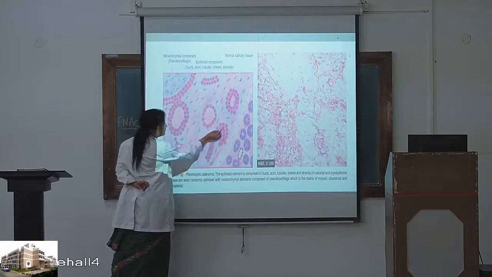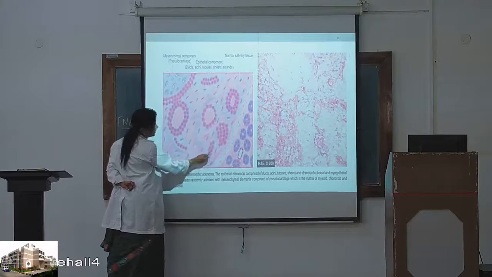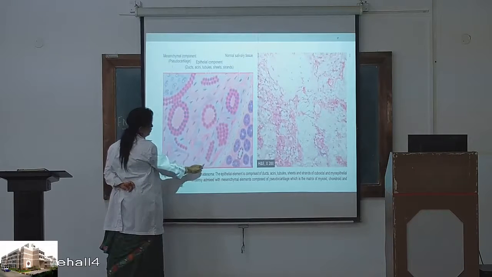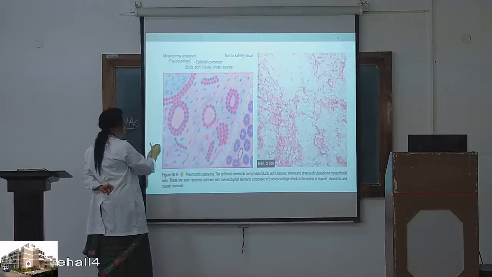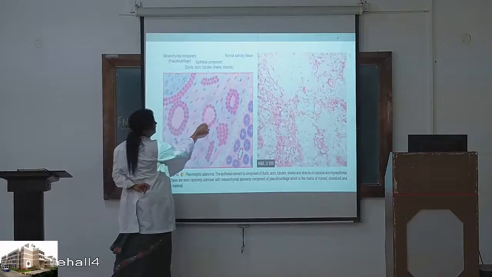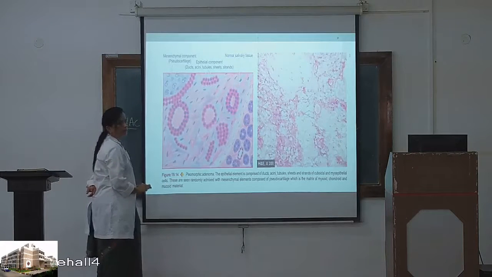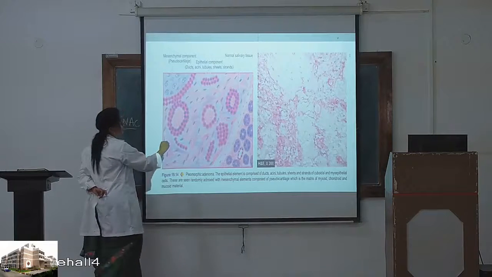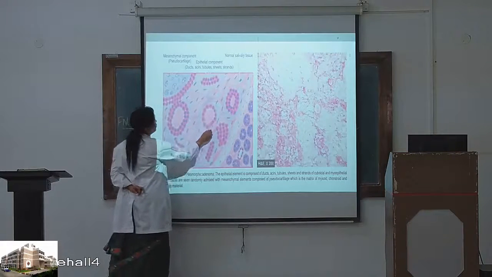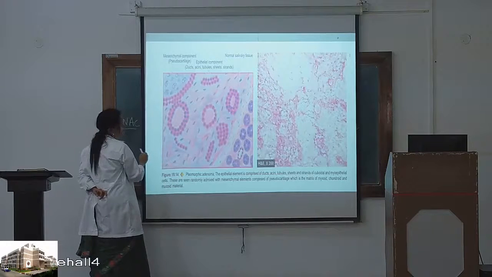Here they are in sheets. Here they are in strands. Cord also, you can say, two layers. See, this is single layer. And what do they contain inside? This is the secretion I was telling you. It is PAS positive. So we can call this arrangement also a tubule, acini and all that.